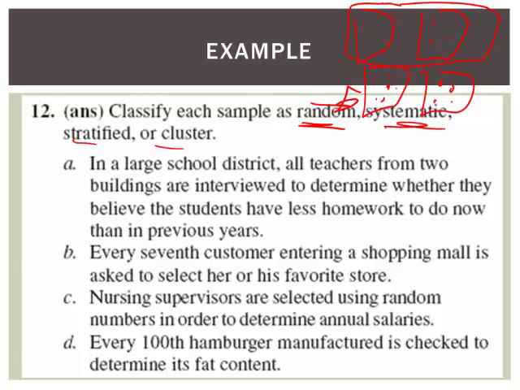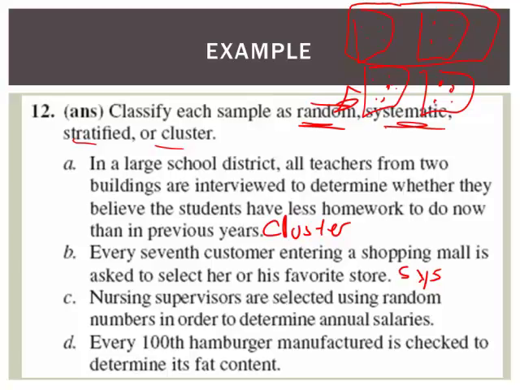Okay, part B. Every 7th customer entering a shopping mall is asked to select his or her favorite store. So this one should be easy. Systematic, right? Let me write this one down. We had cluster, and B, let's abbreviate this, systematic. Every 7th customer entering the shopping mall is asked to select his or her favorite store. Sometimes we use this to avoid bias. The person doesn't just go to people they're comfortable talking to or something like that. They have to select every 7th customer.